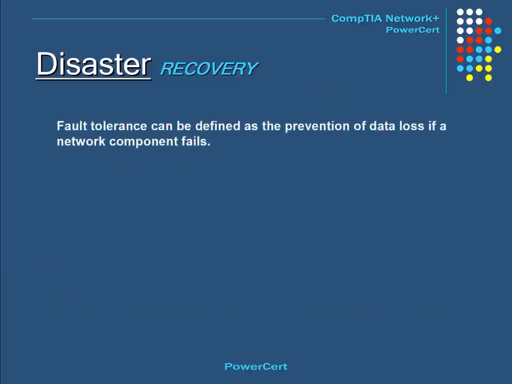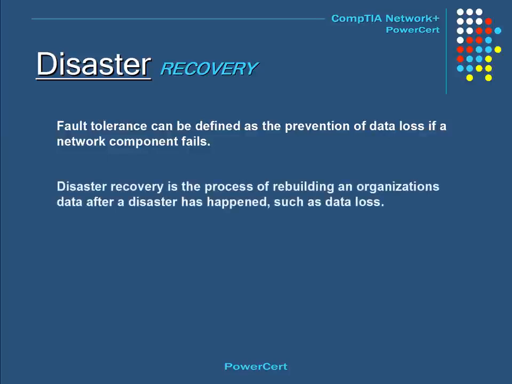Fault tolerance can be defined as the prevention of data loss if a network component fails. But in the event that fault tolerance fails, disaster recovery would be our last option. Disaster recovery is the process of rebuilding an organization's data after a disaster has happened, such as data loss. So even if we implemented fault tolerance measures, we still need to back up our data. There are 3 different types of data backups: full, incremental, and differential.